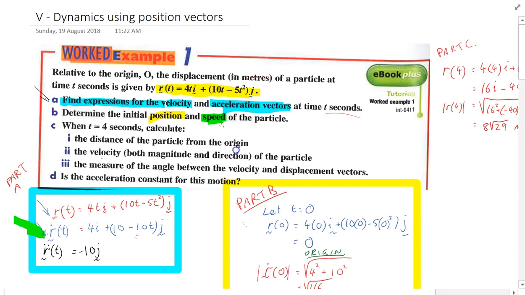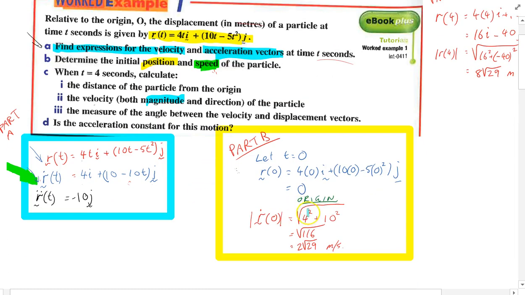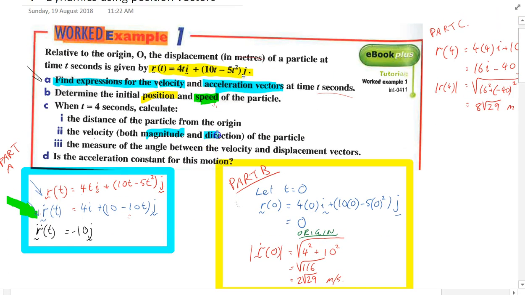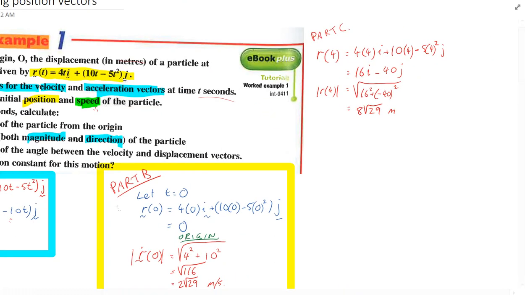Now the next question gets slightly harder though, because it says the velocity, both magnitude and direction of the particle at time equals 4 seconds. So we need to do two things. We need to find magnitude, which is an identical calculation to what we did here, but we also need to find direction, which is only slightly more challenging, I suppose. So jumping into it back over here.